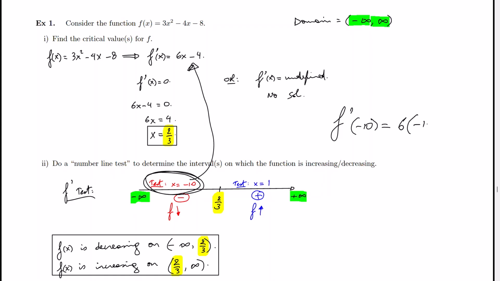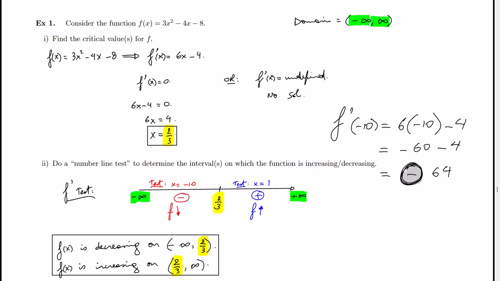Well, I would get 6 times negative 10 minus 4, which would be negative 60, minus 4, which would be a negative 64 ultimately. And the answer is going to be negative. This is the only thing that I care about. This is why you're seeing a negative being placed underneath the line, to just remind me that the answer I got was a negative amount.